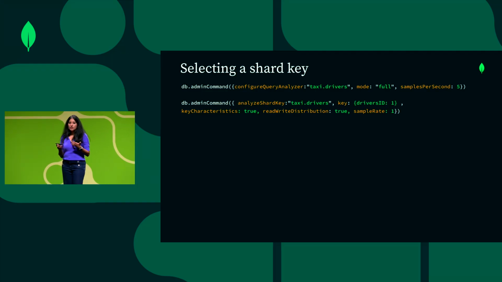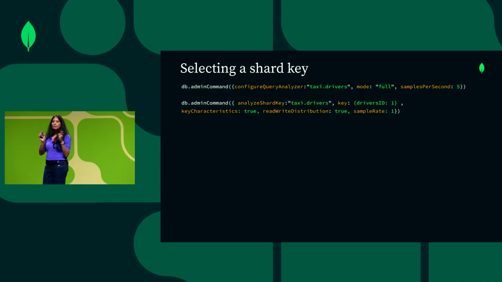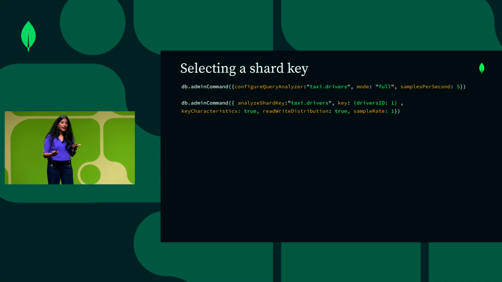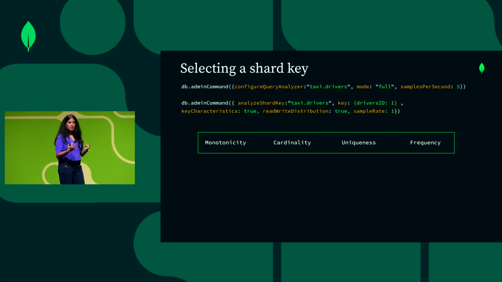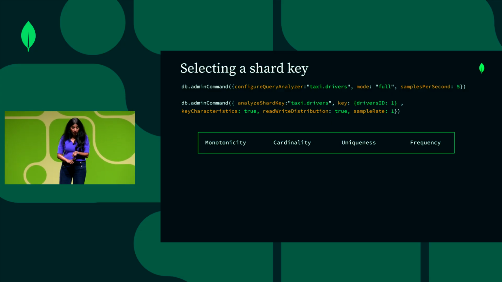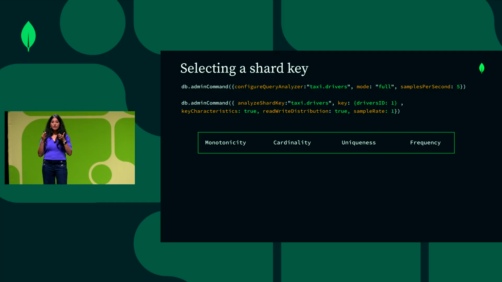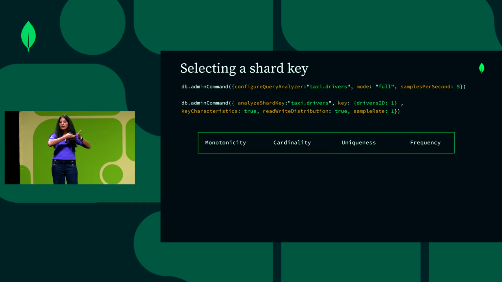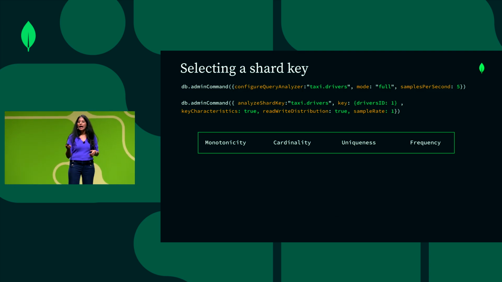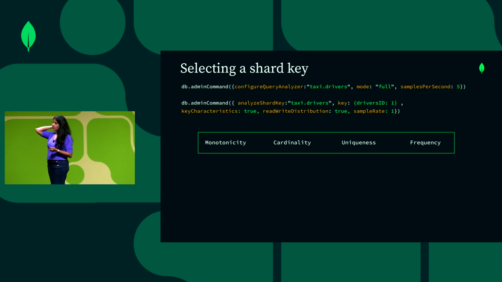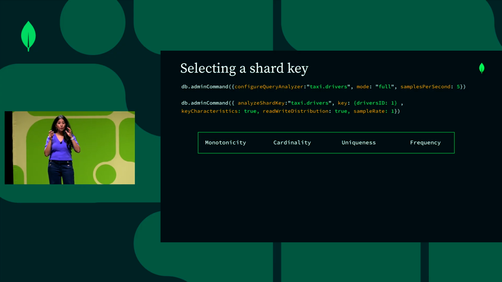Then you run analyze shard key. Analyze shard key basically is like, for this collection, for this key, tell me how my shard key performs. And by that, we mean, give me the characteristics of my shard key. Tell me whether it's monotonic or not. Tell me whether it has high cardinality so that when I actually shard on this particular key, my reads and my writes will be spread across all of my shards. If it's unique, you have to bake that into your shard key. And preferably, it shouldn't be highly frequent because you don't want to create any hotspots of your data.